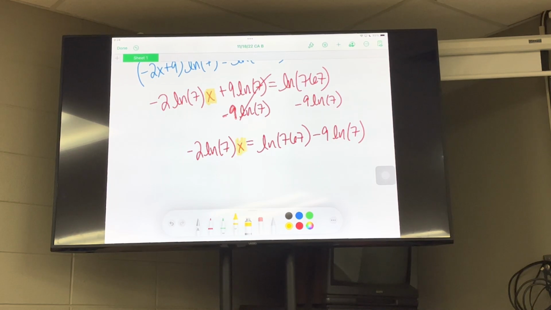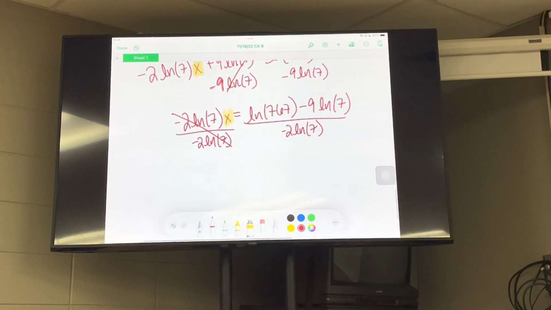Again, this x is what I want to get by itself. It's all being multiplied by negative 2 natural log of 7. So what should I do? Divide by negative 2 natural log of 7. That natural log of 7 cannot cancel with this natural log of 7. Why? Because this natural log of 7 also goes into here, and if you cancel it, it doesn't work, okay? So this cannot cancel, it needs to go into both, so you just leave it like that.